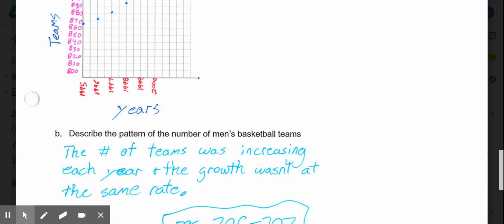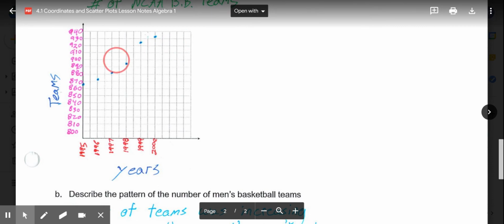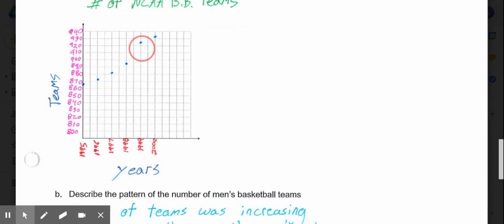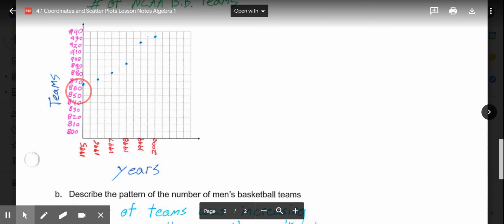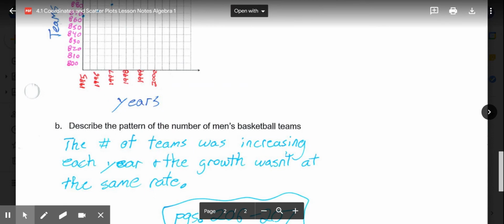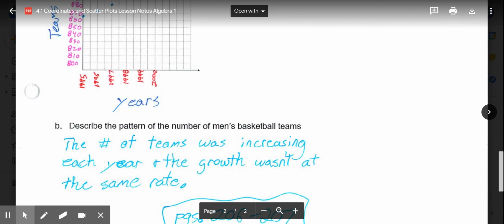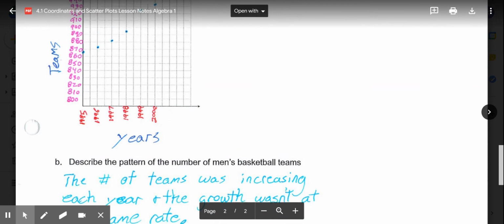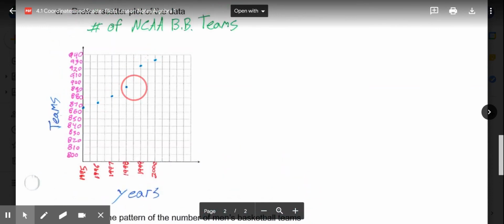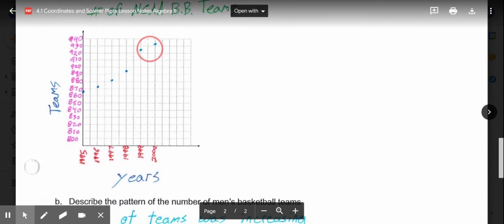Describe the pattern that we see in the scatter plot. So in a scatter plot, we can't connect the points with a straight line and hit every point. But we could put in kind of what we could describe as an invisible line, which you'll see in later sections is known as a line of best fit. And it would kind of start here and trend upward in this pattern. So if we wanted to describe the pattern of the number of men's basketball teams, the number of teams was increasing each year, but the growth wasn't at the same rate, meaning we could not connect it with a straight line. If the growth was at the same rate, we would have a line to connect all the points. So it was growing each year, but at different rates.